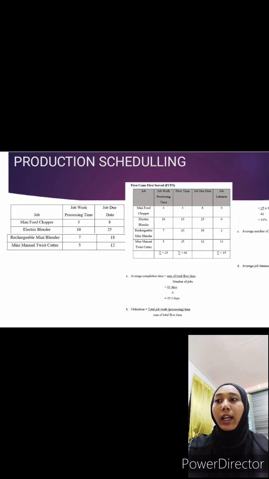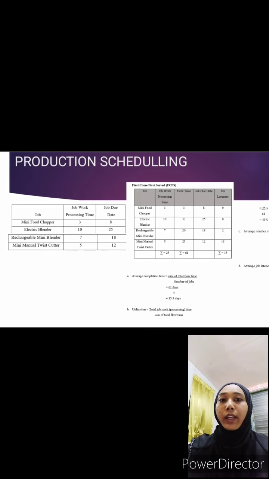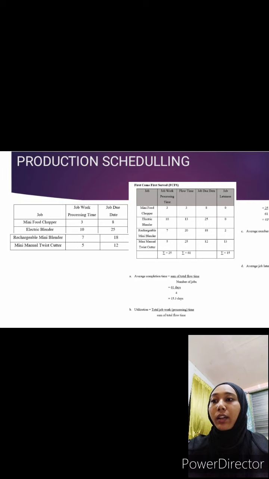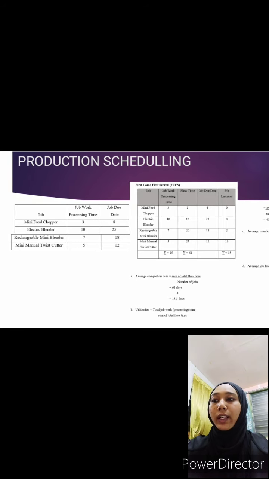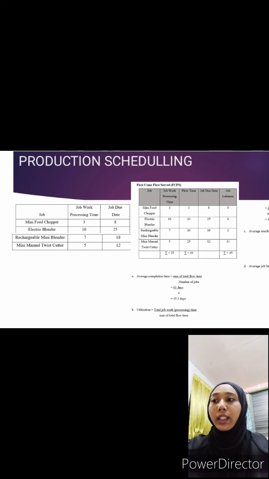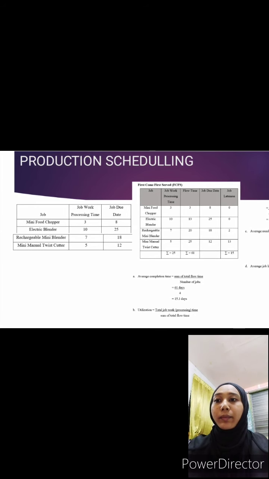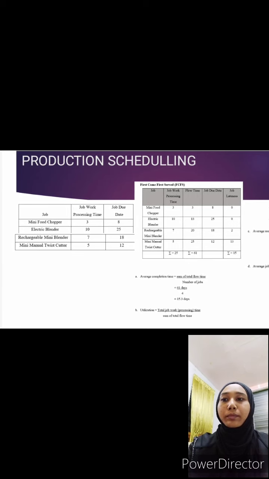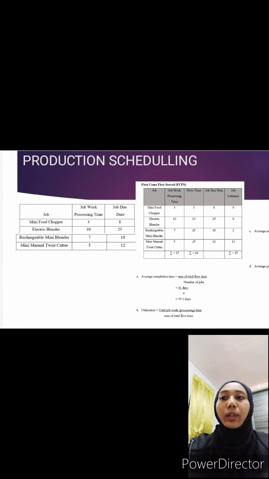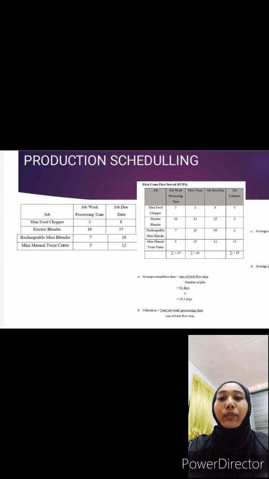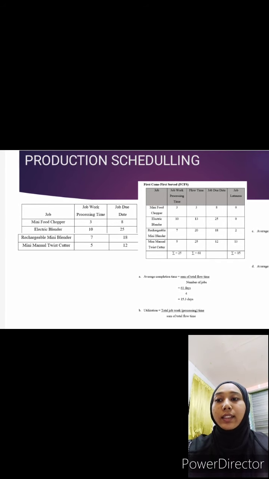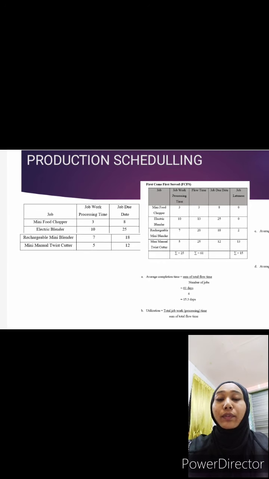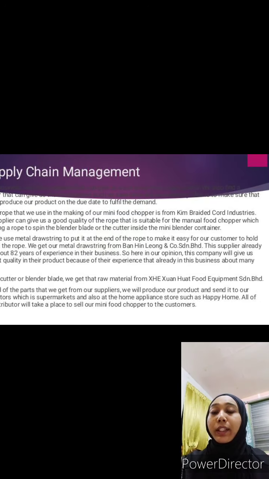From the table that we have finished, putting in the values for flow time and job lateness, we can find the average completion time, which is 15.3, and the utilization is 41%, and average number of jobs in the system is 2.44 jobs, and last is average job lateness is 3.75 days, which is 4 days.